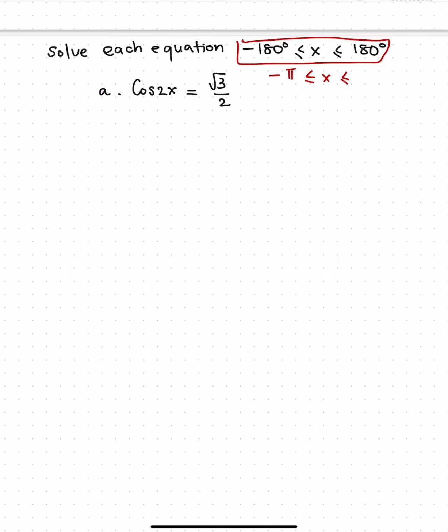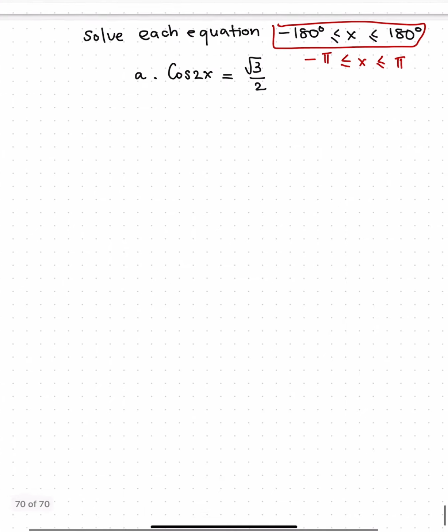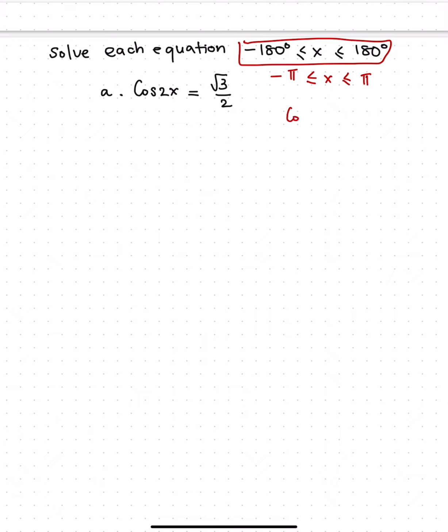In order to solve a trigonometric equation like this, if you have cos of anything equal to cos of anything, like cosine A and cosine B, that means we can consider A equal to B. For example, I have cosine x equal to cosine pi over 4, so that means x equal to pi over 4. Get it? In our case, we have cosine 2x equal to square root 3 over 2.